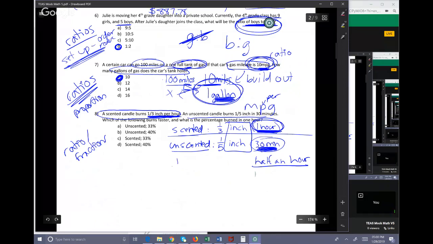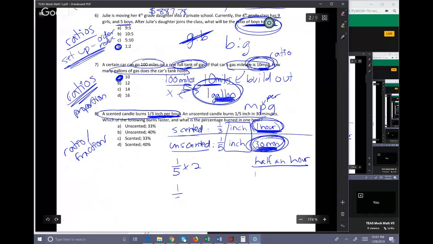How do I do that? I take the 1/5 inch and I multiply it by 2. It doesn't actually look like that when I do it, but mathematically you want to be in that logical place first. Well, if it burns 1/5 of an inch in 30 minutes, I need to know what twice that amount is, because twice times 30 minutes would put me at an hour.